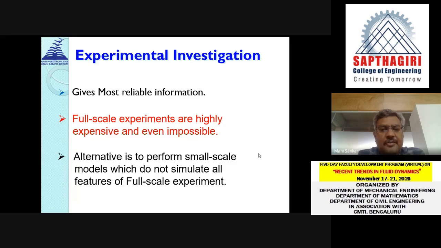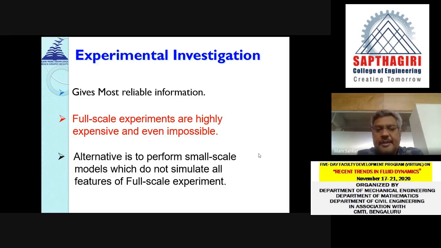So the alternative is to perform a small scale model. We call it a prototype model, and of course this prototype model will not have all the features of the full scale experiment, but it will be a miniature size of the actual one, and that will be tested in laboratory experiments, which we call a wind tunnel experiment.